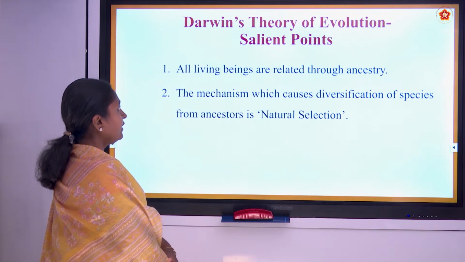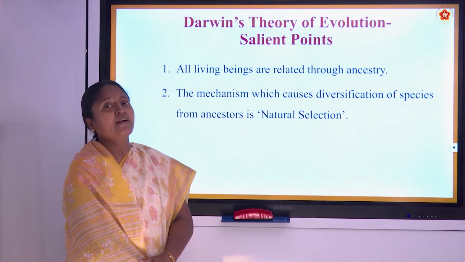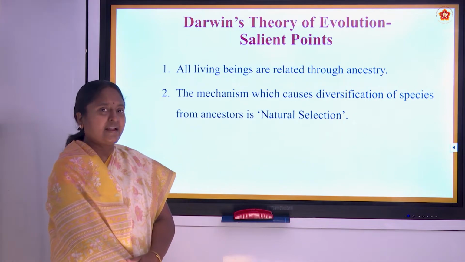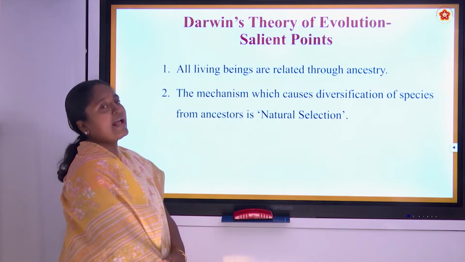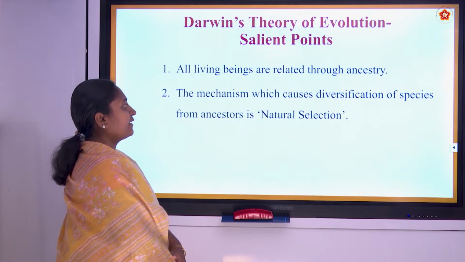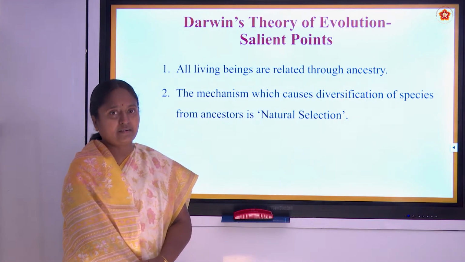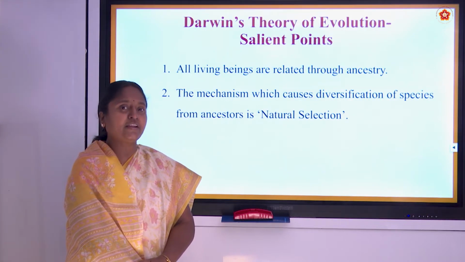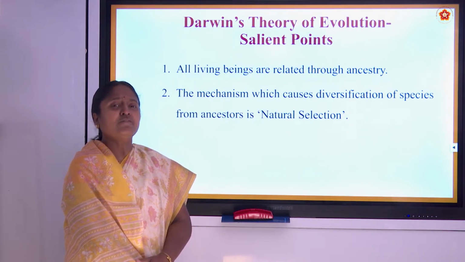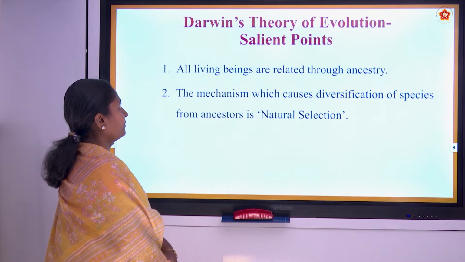The first one is, all living beings are related through ancestry. Ancestry means we are also similar to our grandparents, or sometimes somebody will tell you that you are this much similar to your uncle, right? Like that, each and every organism is similar to its ancestry. Then the mechanism which causes this diversification of species is known as natural selection. Nature will select which organism is better, because we will have so many different kinds of modification, right? Each one will be an individual, and you can see individual characters in them. The character that is best fit for that environment will survive. That is known as natural selection. We will move further.